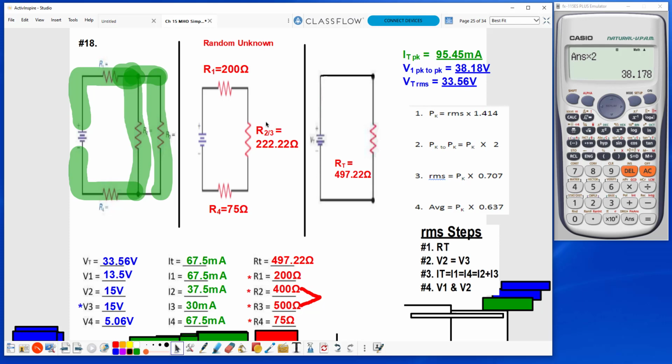Combination circuit with a random unknown. The key to solving this circuit is to understand that whenever you are given the value of V3, you know that V2 is going to be that same number because V2 and V3 are in parallel with each other.